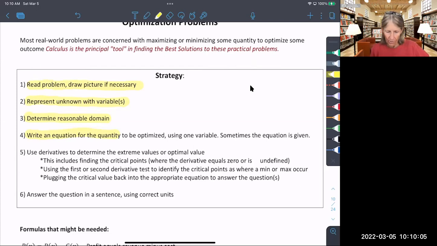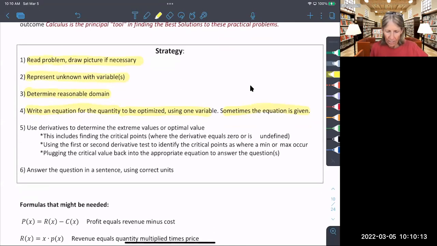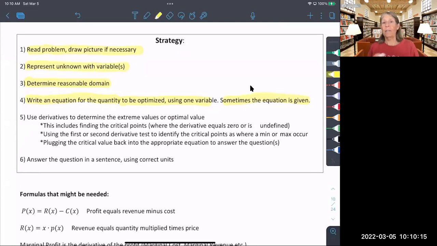However, for the first few of the problems, the equation is many times given to us. And then once we get that equation and know what we're going to optimize, know what we're going to maximize or minimize, then we follow our normal steps of finding the optimal value. And so step 5, this is the key here. We go through those steps, which means finding the critical point, right? Using the first or the second derivative test to figure out if we have a min or max.